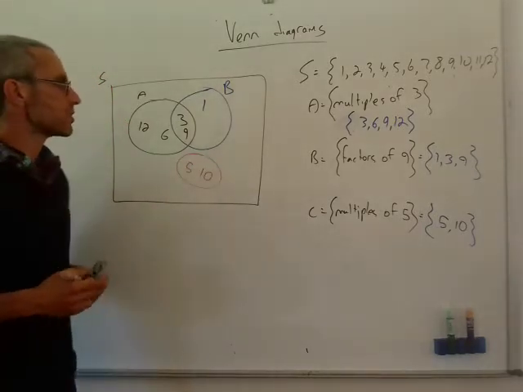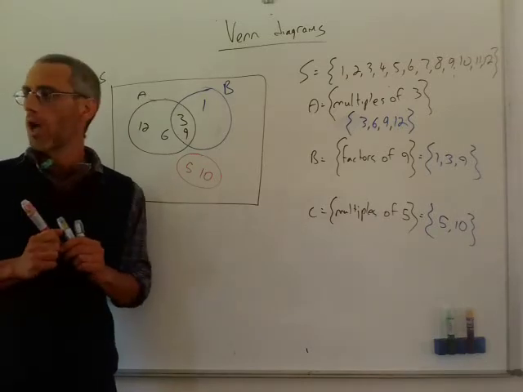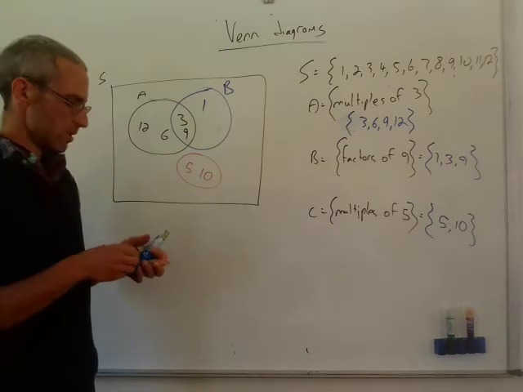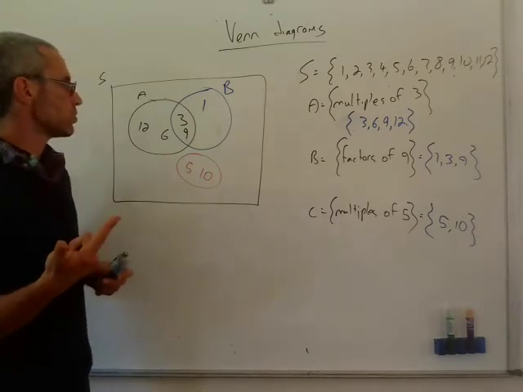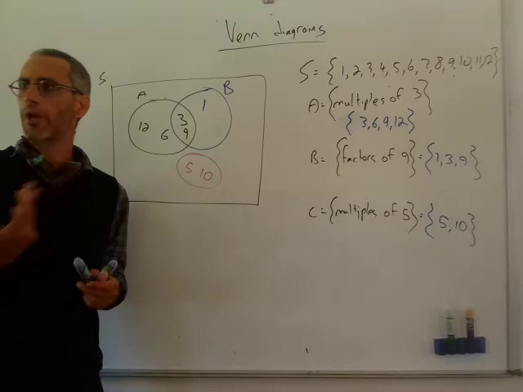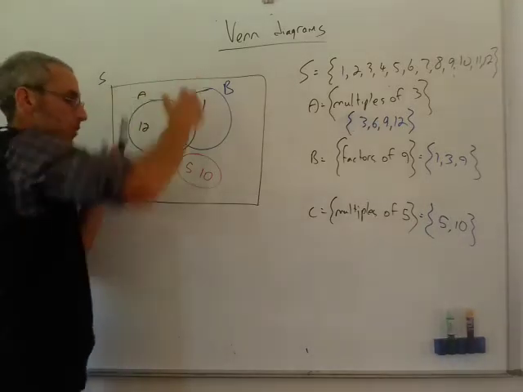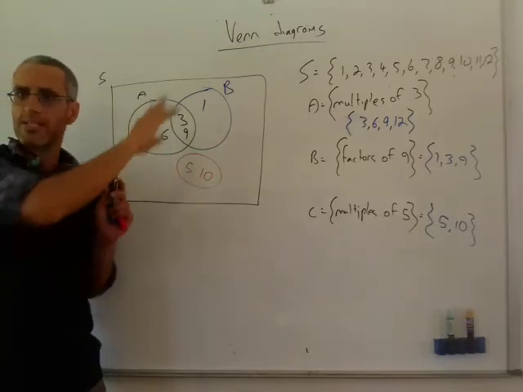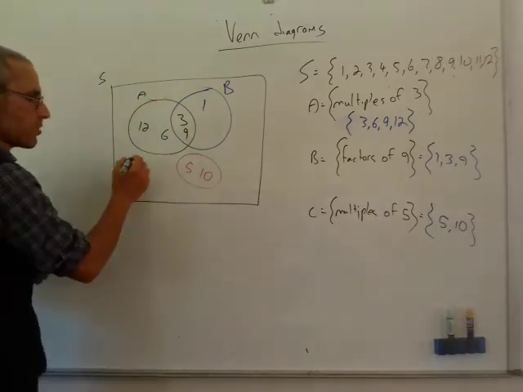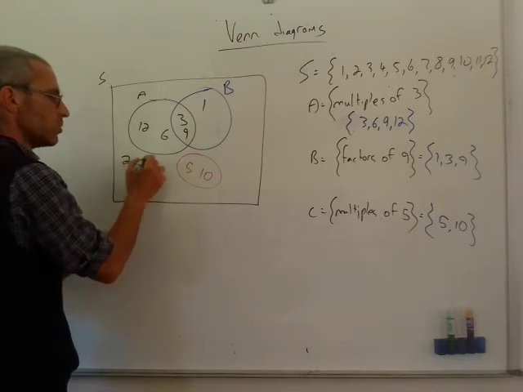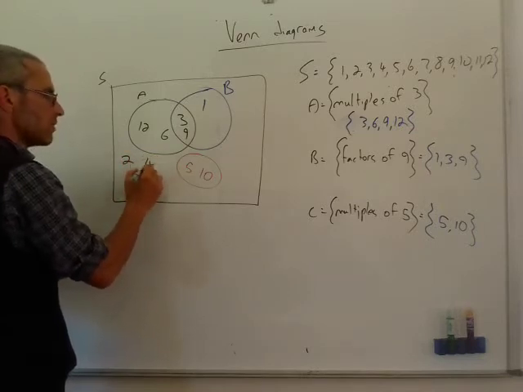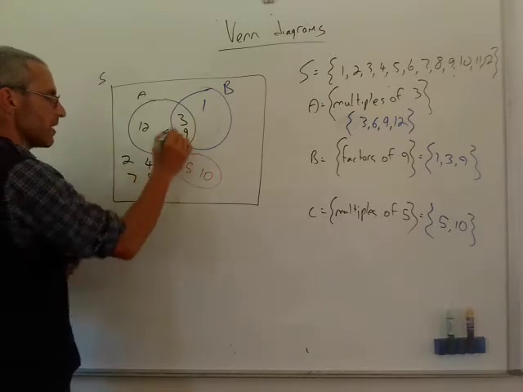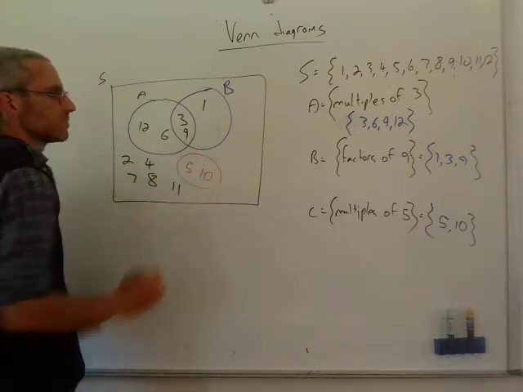Now, am I finished? No. I'm missing some numbers. Which number, for example, do I miss? 4. Okay, 4. Yeah. 2. Okay, I'm missing a whole bunch. Where should I put them? On the outside. On the outside here, in the box. It's still in the sample space, but it's not in A, B, or C. So let's just write them. So we've got 1, I've got 2, 3, I've got 4, 5, 6, 7, 8, 9, and 11.